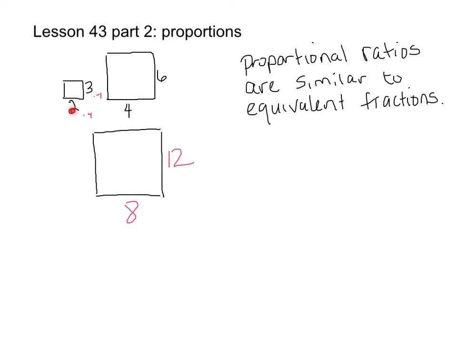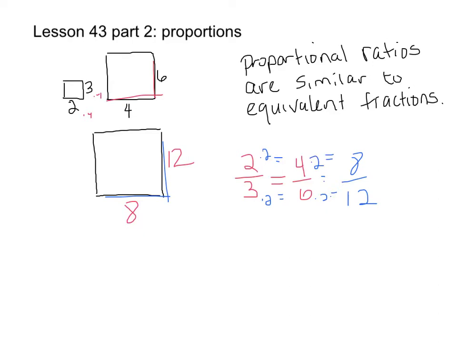So what you can look at is this 2 to 3 ratio is equivalent to this 4 to 6 ratio, that they're the same amount. And you can check it a couple of ways. You can say, well, 2 times 2 is how I get 4. If I do 3 times 2, does that equal 6? Oh, look at that. Yes, it does. How about with this 8 and 12? Well, if I do 6 times 2, that equals 12. If I do 4 times 2, does that equal 8? Yes, it does.